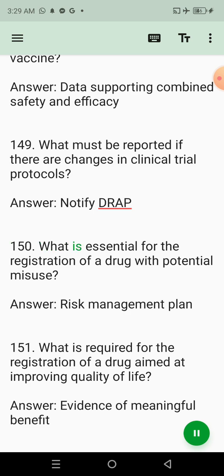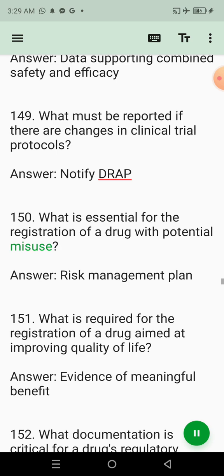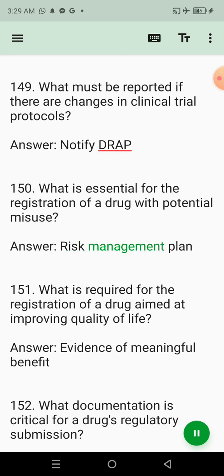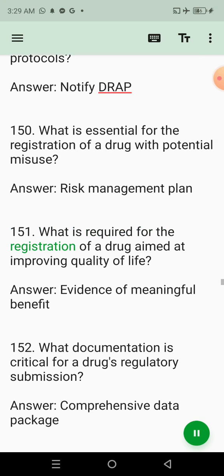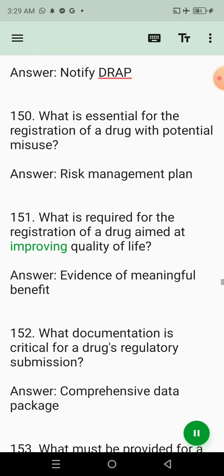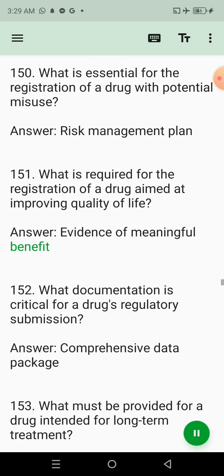150. What is essential for the registration of a drug with potential misuse? Answer: risk management plan. 151. What is required for the registration of a drug aimed at improving quality of life? Answer: evidence of meaningful benefit.